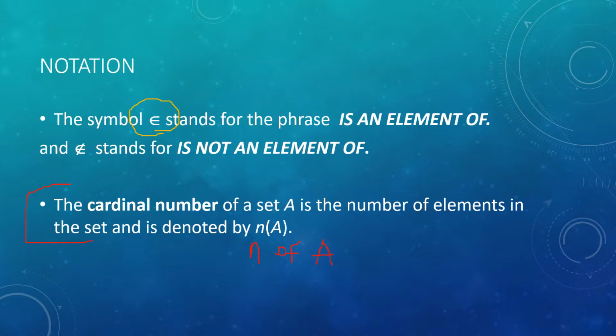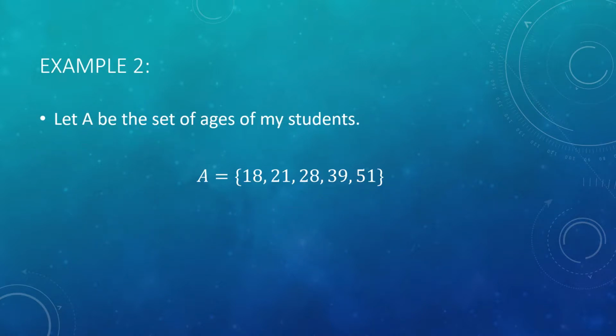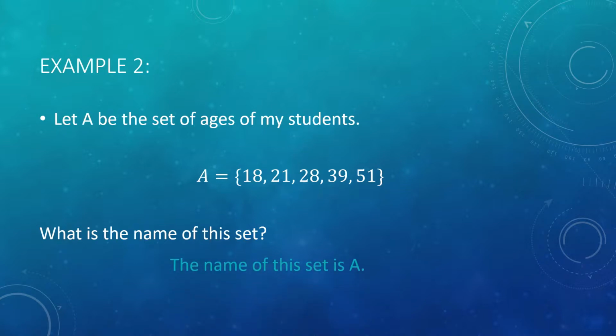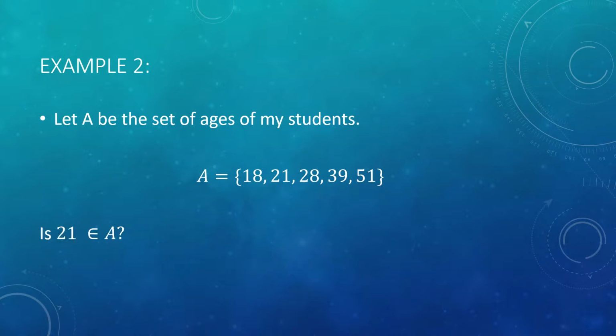So let's look at an example. Here we have our second example. It says, let A be the ages of my students, and I just made up some numbers here. So A is the set 18, 21, 28, 39, and 51. So these are all ages. And you'll notice that they're in order from smallest to biggest, but that doesn't matter. I could have them listed in any order. First it says, what is the name of this set? The name of this set is A. And I chose A because it was the set of ages. So A for ages.